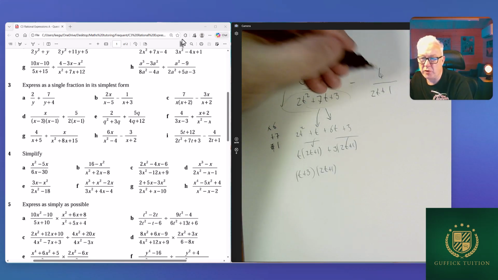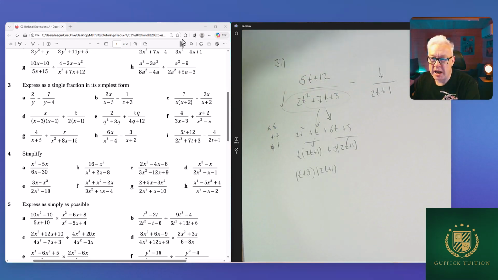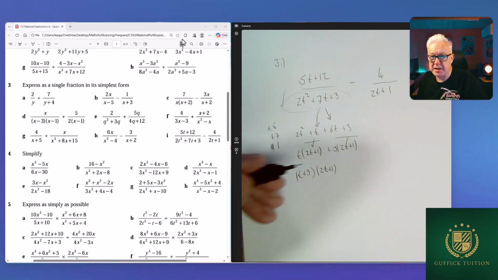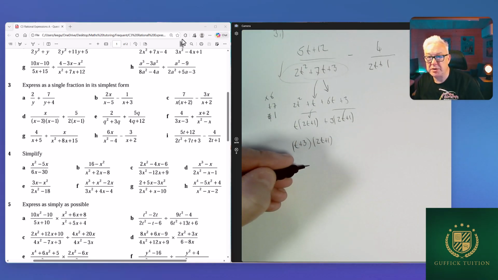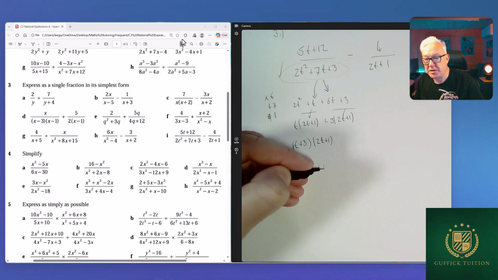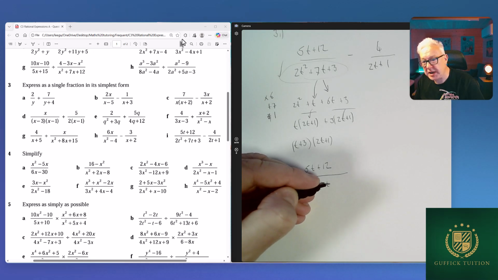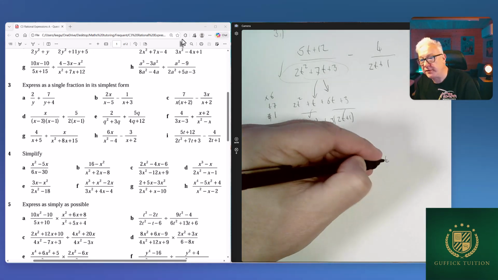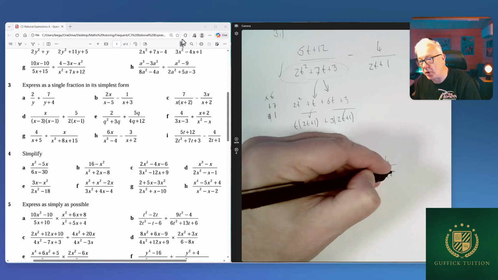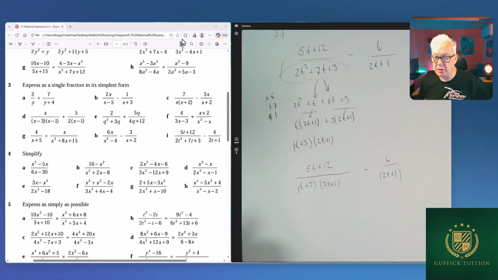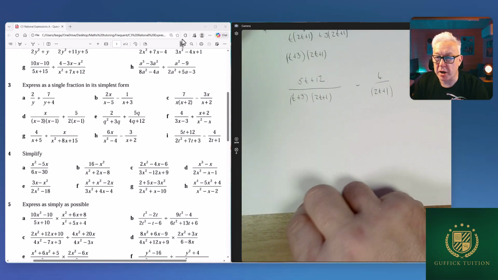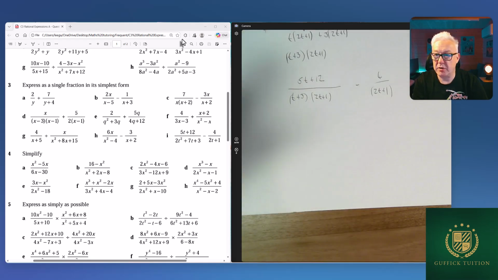What have we got here? 4, can't really do anything with that one. And 2t add 1, there's not really a lot that I can do with that. So let's see what we've got so far. So we've boiled it down to 5t add 12 over t add 3 times by 2t add 1, minus 4 over 2t add 1. So now we can look at our fractions and we can think, right, how are we going to combine these now into a single fraction?